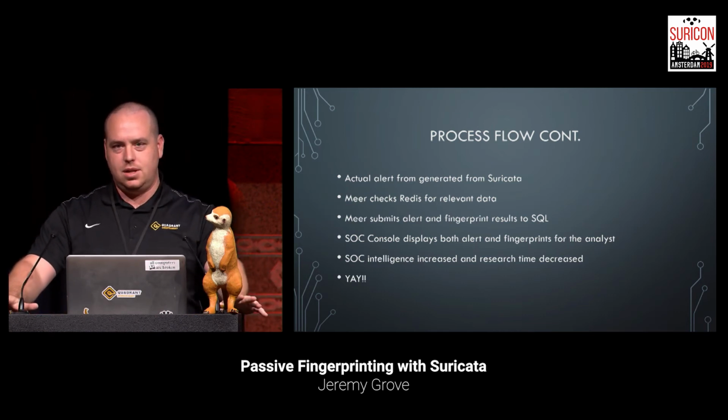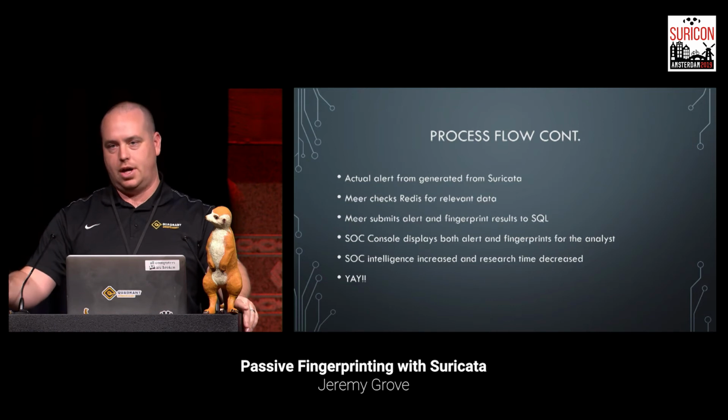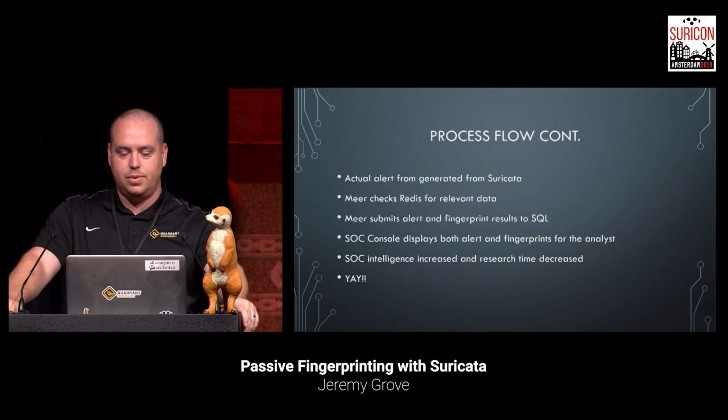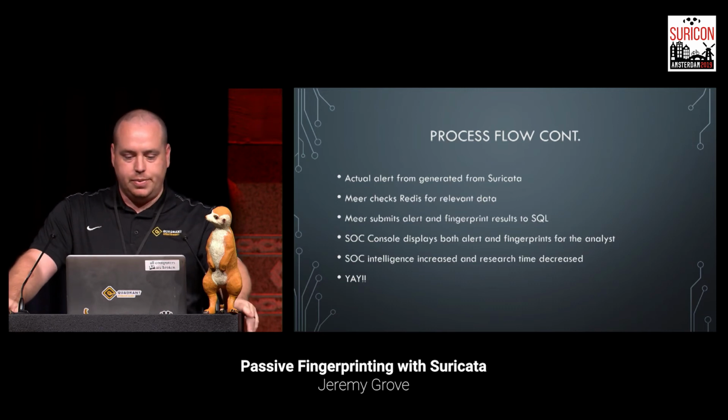And it's not necessarily going to be useful for the SOC analyst to know this information until an alert that involves that IP that's been fingerprinted actually goes off. Once an alert, a true alert, goes off with that IP that has been fingerprinted, then it's going to be important for us to grab the information out of Redis and get it to the SOC analyst at the same time as the true alert. So the process from here is that the actual alert is generated from Suricata. Meer will then check Redis for any relevant data to that IP, whether it be the source IP or the destination IP. It does check for both.